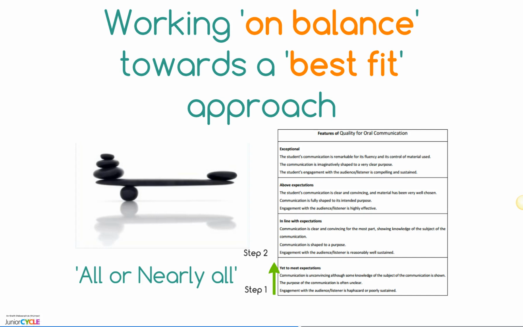On balance means that the student's work identifies more with one particular band than with another. In the example on screen here, we've looked at the features of quality for in line with expectations. We feel that we should look at the above expectations features of quality. However, on balance, this piece of student work is more in line with expectations than it is above expectations, and therefore its best fit, on balance, is in line with expectations.